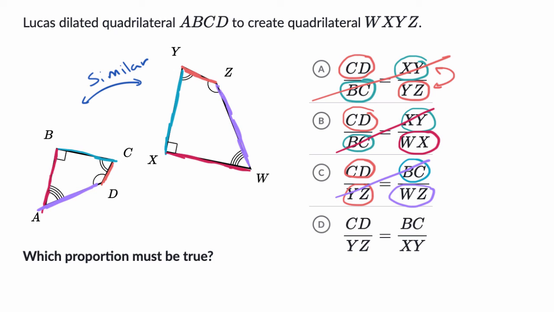So just deductive reasoning would tell us that this is likely our choice. But let's work through it. They're saying the ratio of CD to YZ is the same as the ratio of BC to XY. So yes, this is ratios of corresponding sides, so this proportion must be true.